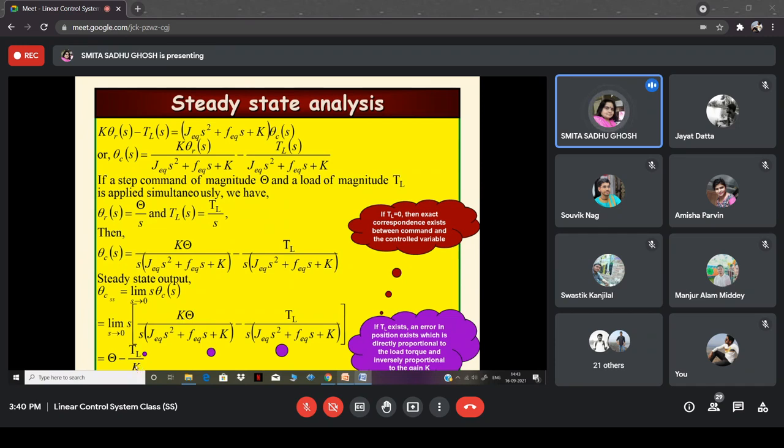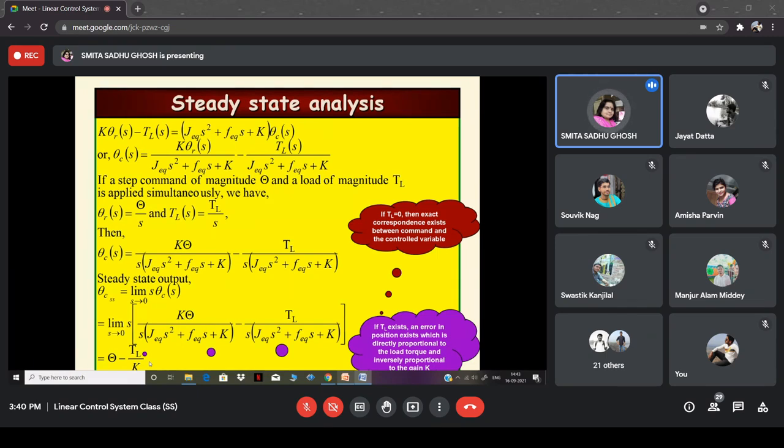right? So if you increase K, what will happen? TL by K will be small, and if you increase it further, TL by K will be smaller, so that even if you have a disturbance torque, by increasing the gain K, you will be able to reduce the steady state error, right? So having said that, there is a rider to that.